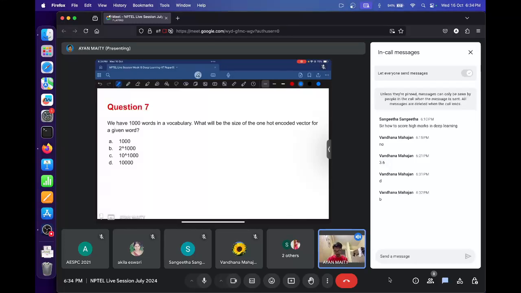Now question 7. We have 1000 words in a vocabulary. What would be the size of the one-hot encoded vector for a given word of this vocabulary? There are 4 options: 1000, 2 to the power 1000, 10 to the power 1000, 10,000.